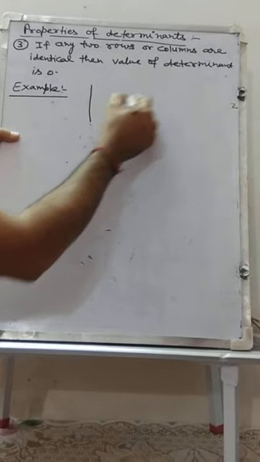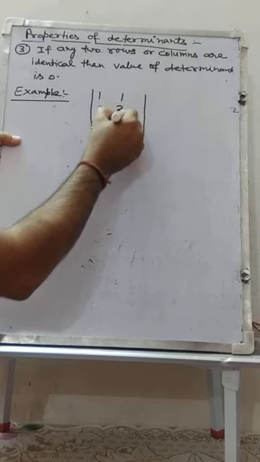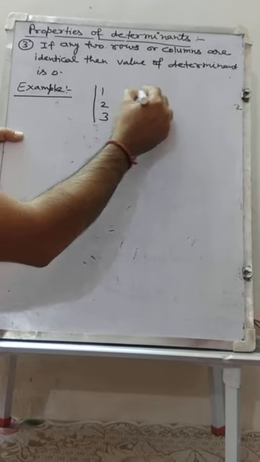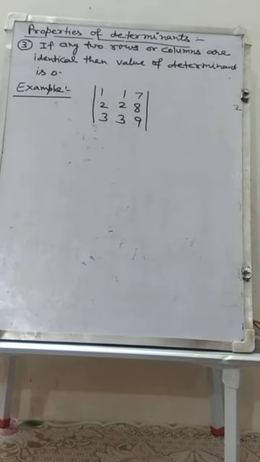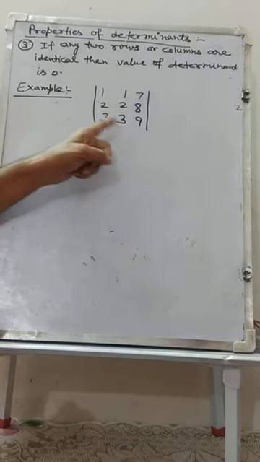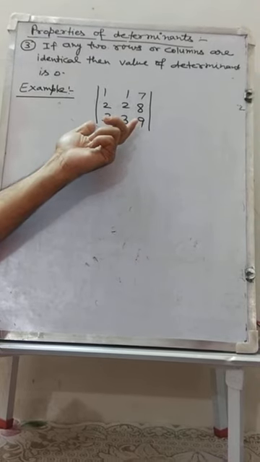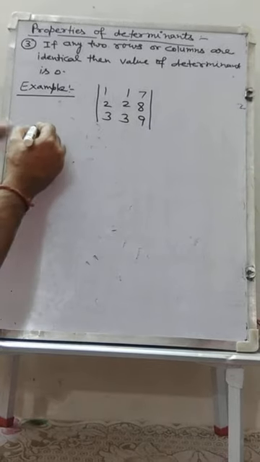Suppose the determinant is like this: 1, 2, 3, 1, 2, 3, 7, 8, 3. Here C1 and C2 are identical. If we find its value, its value will be 0. You can check it also.